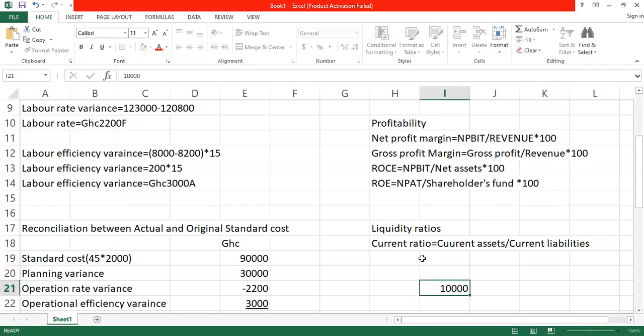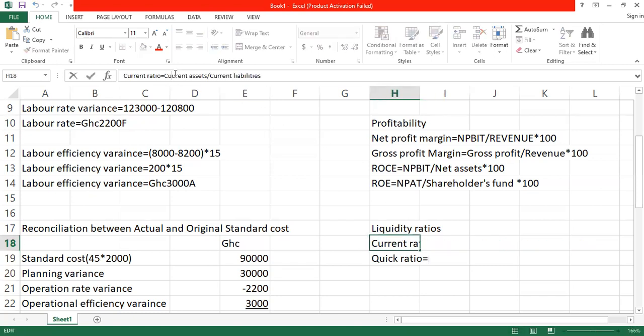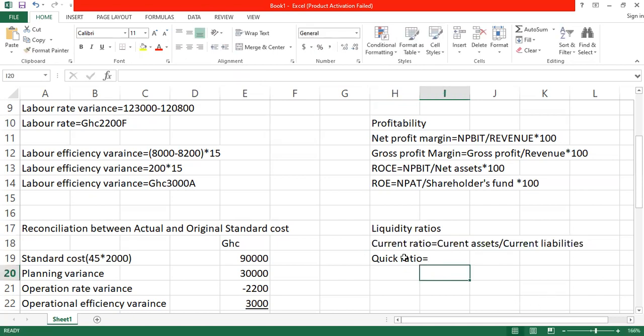But if we are talking about the quick ratio, the meaning is how quickly can we settle our current liability? Some of the assets, we have to wait before we convert them to cash, isn't it? One of the current assets is the inventory. So if you want to settle the people today, you can't use the inventory to settle them, because you have to go and look for people that will buy the inventory, and they may not pay cash. They may buy on credit.